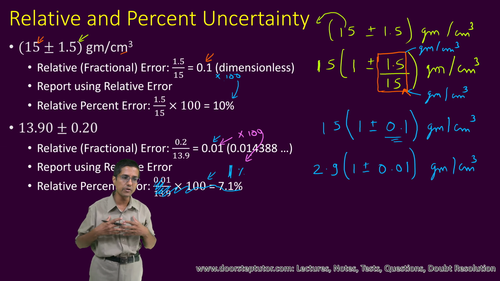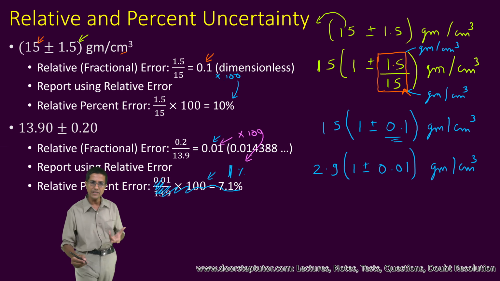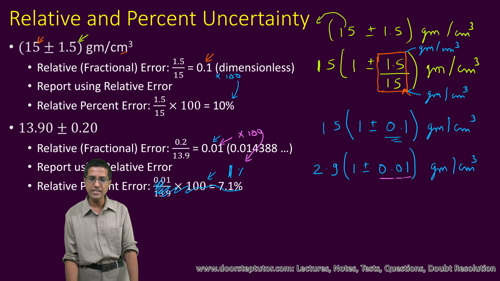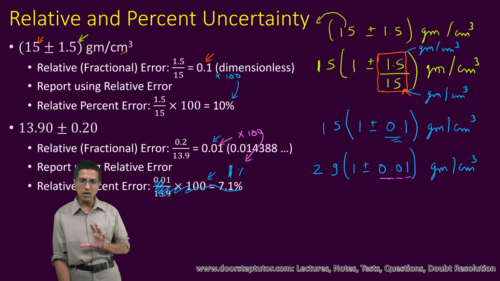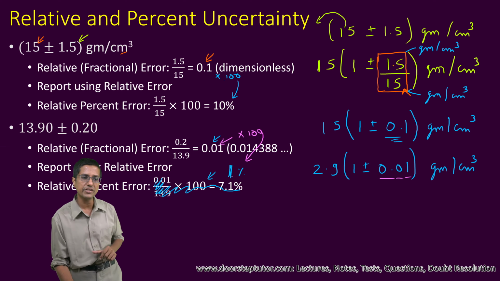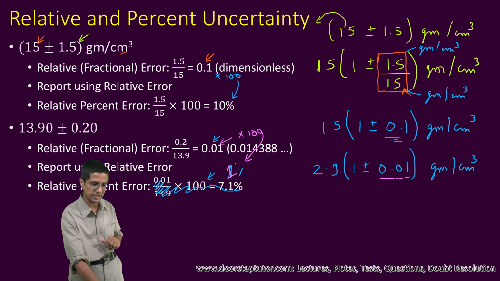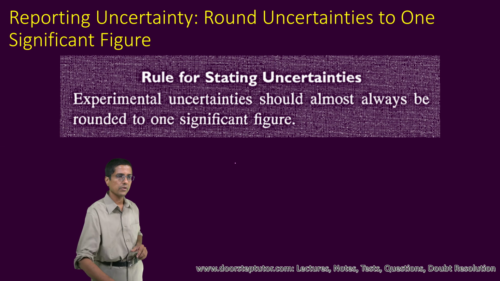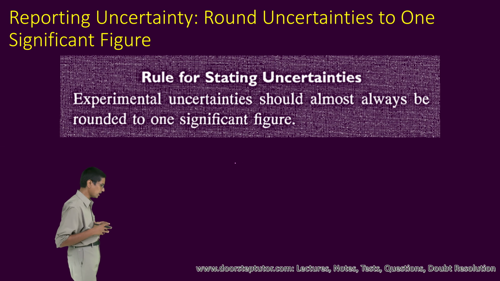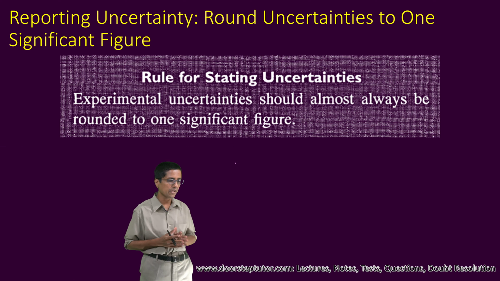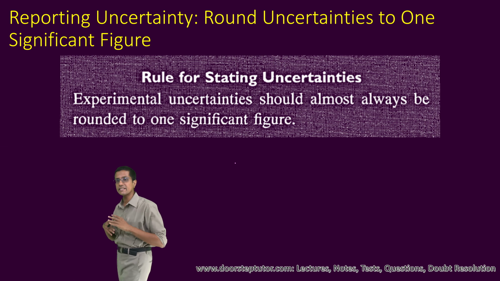Okay, so I could report relative error either as a fraction, in which case it is known as fractional error, or I could report it as a percent, in which case it is known as the percent error. So the answer for Edison would be 1%. Now with that we come to the next important topic, which is how do we actually state the uncertainties.